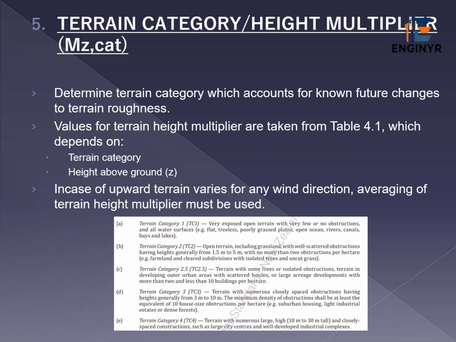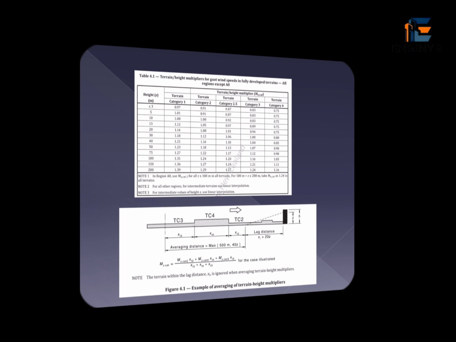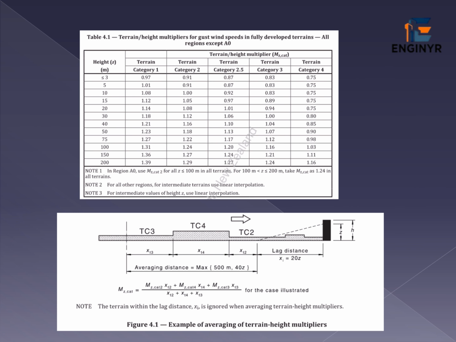The terrain height multiplier depends on the terrain category and building height. It accounts for the effective ground roughness on wind speed at the structure. Table 4.1 provides the terrain height multiplier values for different terrain categories and heights. These values are directly used to determine MZ,CAT for wind speed calculations.